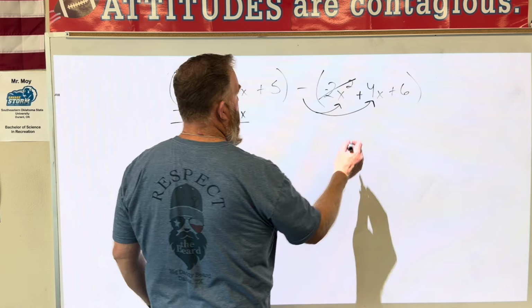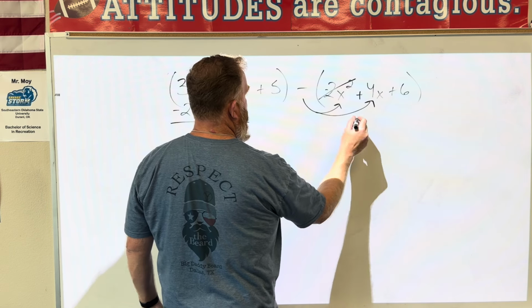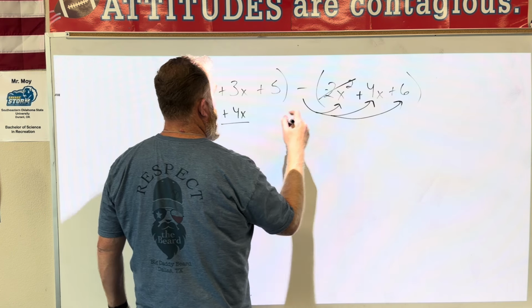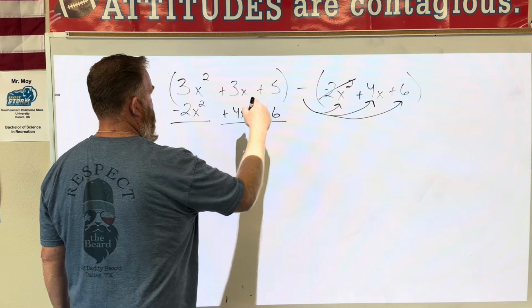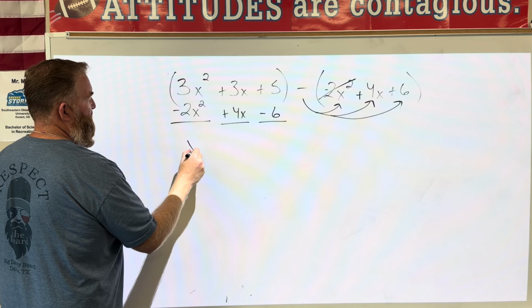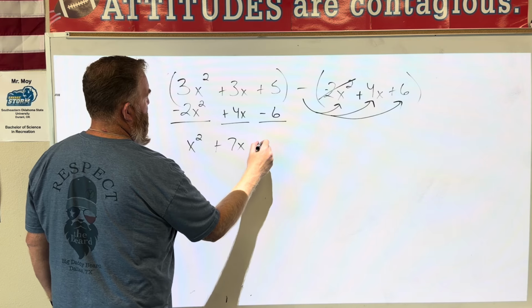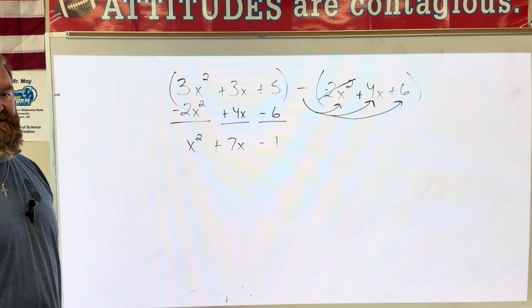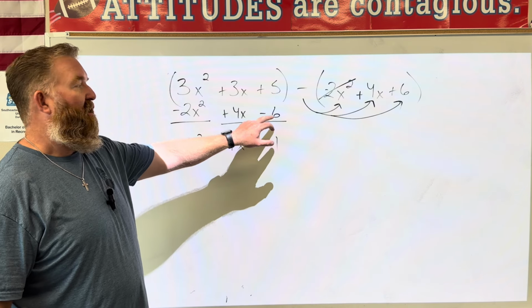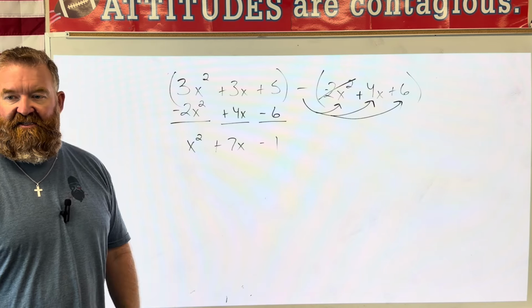Everybody good? All right, so that becomes a positive 4x, and this becomes a positive 6 becomes a negative 6. So now I'm just going to do the math. That's positive 1x squared. That's positive 7x, and that's negative 1. We just add them all together. Well, I thought we were adding. We are. 5 plus negative 6 is negative 1.